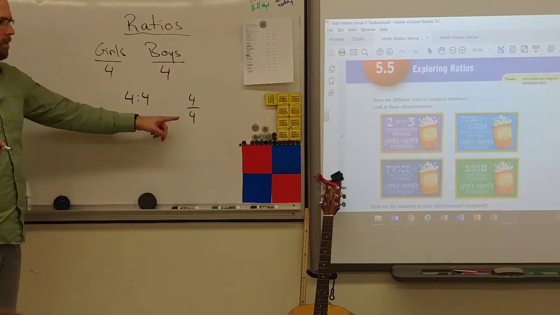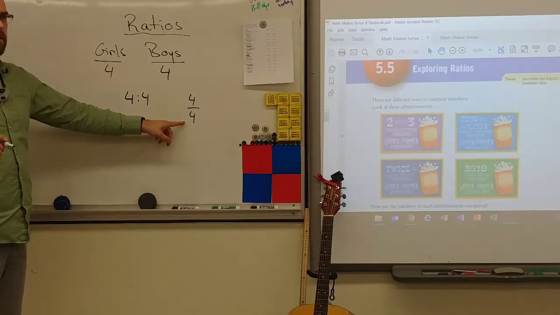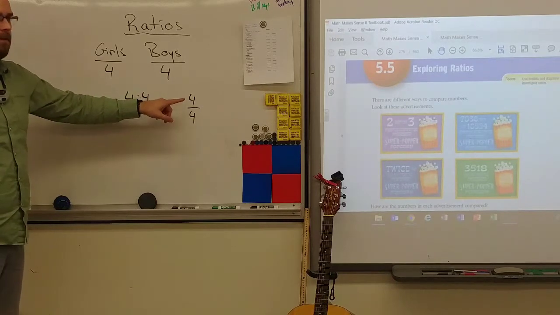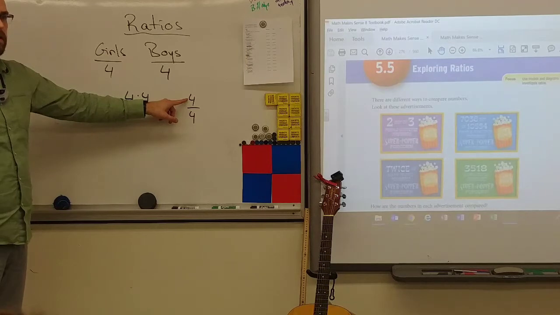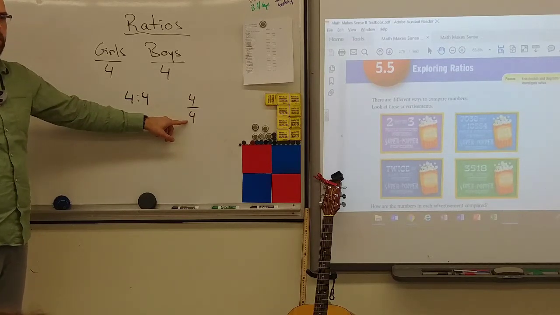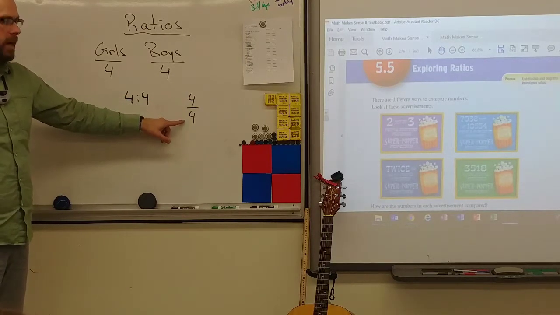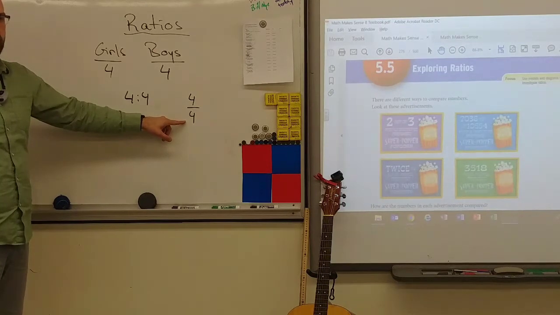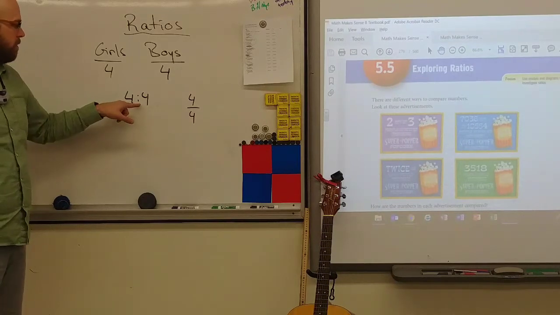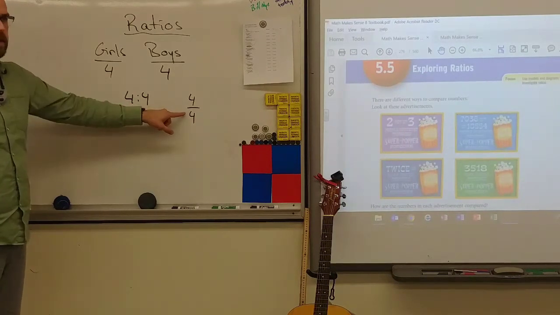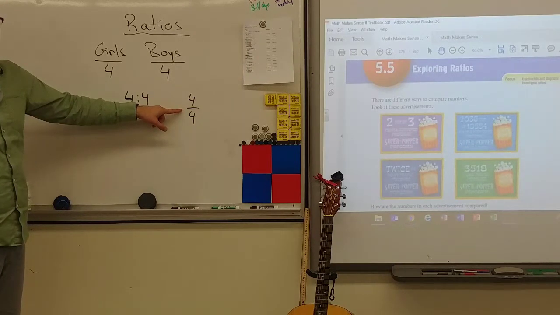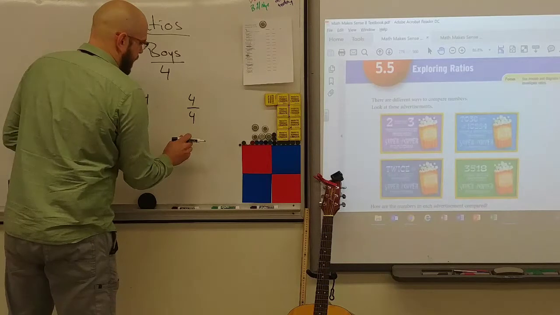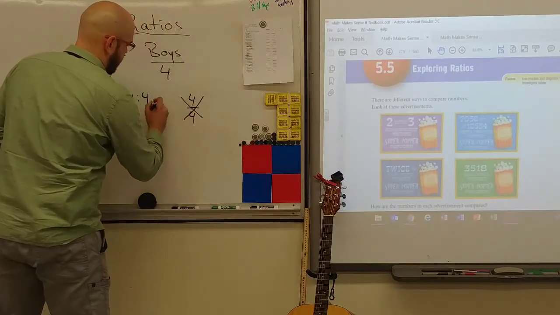1 whole. No, but you need a total. Because this says that if this is girls on the top, that means there's 4 girls for every 4 people in the room. This means there's 100% girls in grade 7 in the room. Are all the grade 7s girls in this room? No. So this is correct, but this is not. That's 100%. That's 1. That's 4 out of 4. That means 4 out of every 4 people. Not the same.